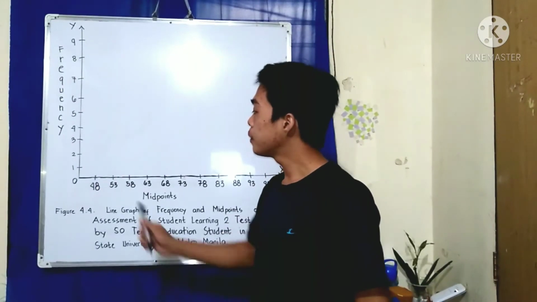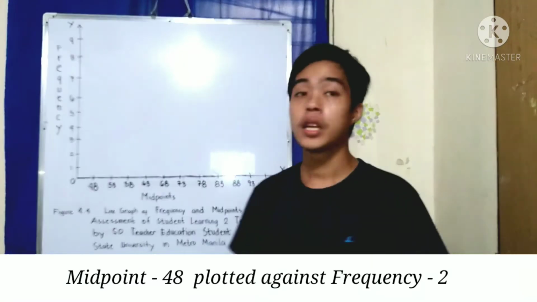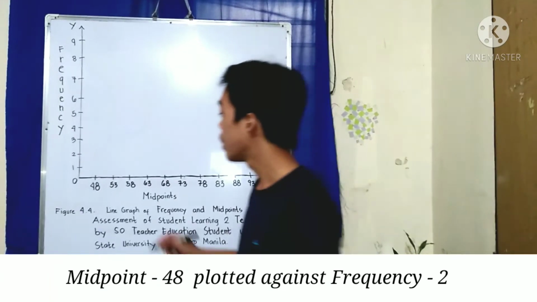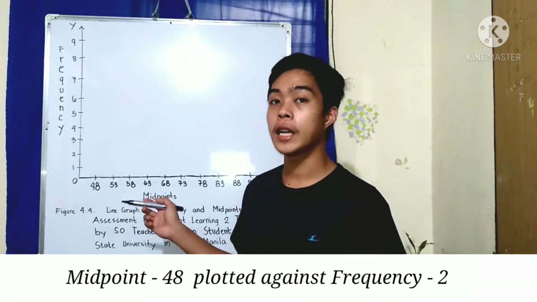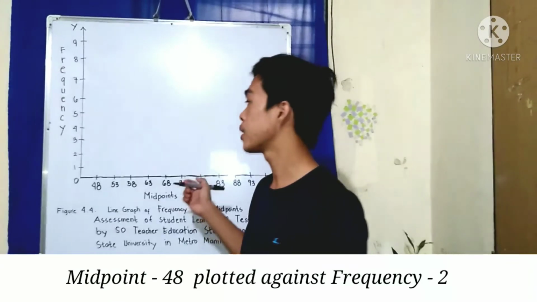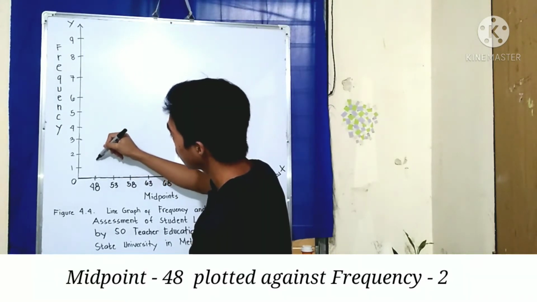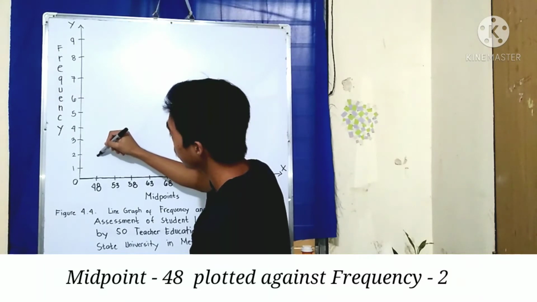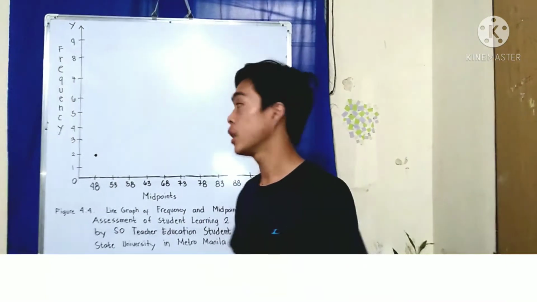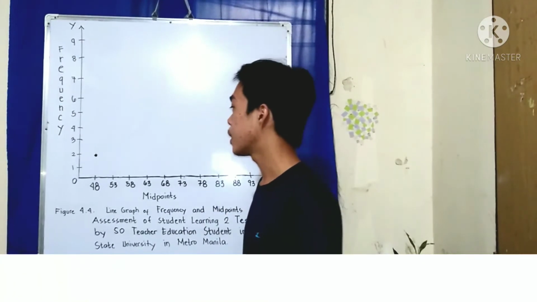In the midpoint of 48, there are two education students who got the average scores of 46 to 50. So we will just put the dot that intersects in our y-axis and x-axis, just like this. You will trace the 48 and put it at the number 2 in our frequency. That is how we put the dot. So it should intersect with our x-axis and y-axis.